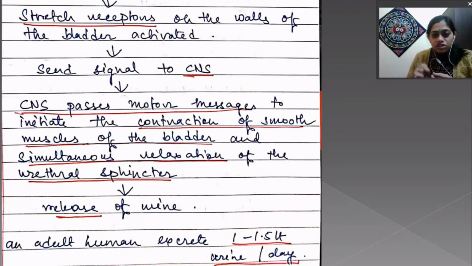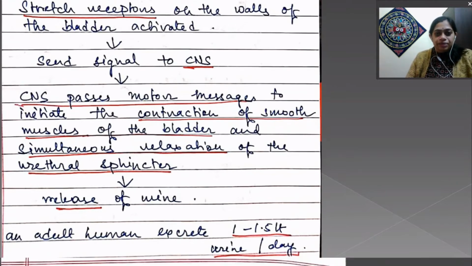Number one, contraction of smooth muscles of the bladder, and simultaneous relaxation of the urethral sphincter. What is a sphincter? A sphincter is a ring-like muscle present in the urethra. Two important things are happening simultaneously: contraction of smooth muscles of the bladder and relaxation of the urethral sphincter, and finally the urine is released. So this is the process of micturition.